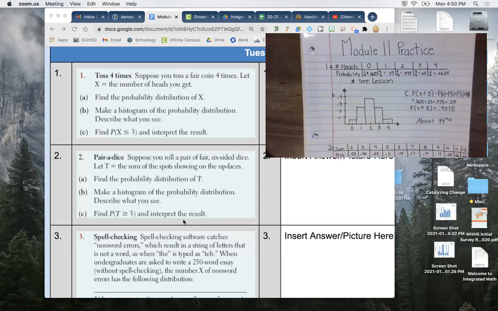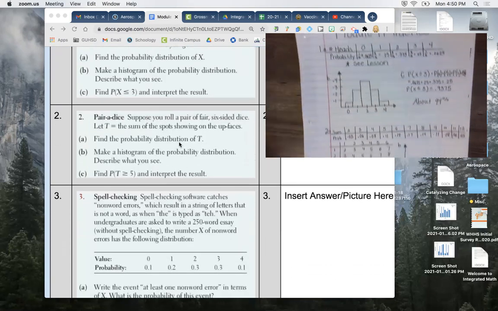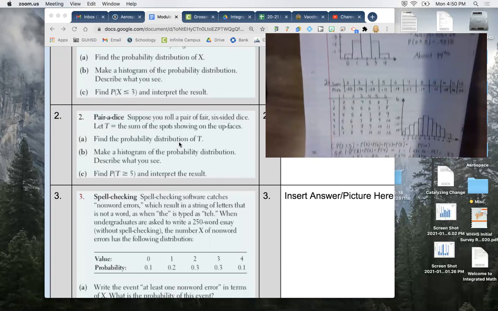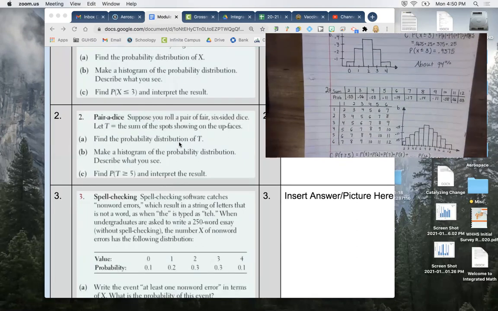Okay, so for number 2, you have a pair of dice. This one does take a little bit of time, and that's why I only gave you guys three problems tonight. You're rolling two dice and they want to know what's the probability of getting the sum of 2, 3, 4, 5, 6, 7, 8, 9, 10, 11, 12, right? In this one, you'll notice that I have these probabilities, but I want to show you where I got them from. I created this right here.